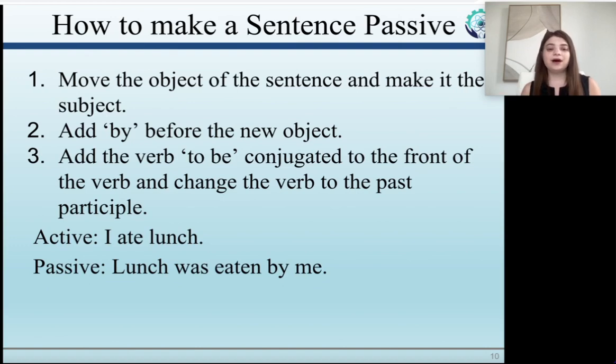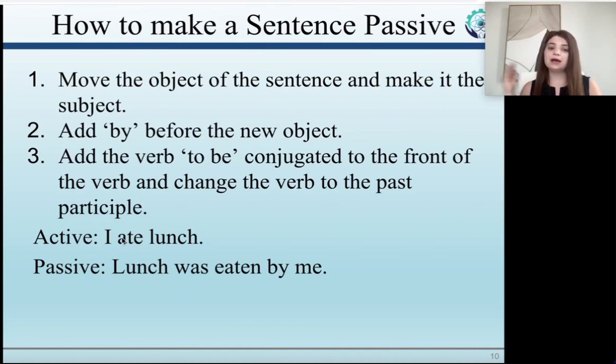So let's talk about structure and how we can actually make a sentence passive. First thing we do is we must move the object of the sentence and make it the subject. We also must add "by" before the new object, and then we must add the verb "to be" in a conjugated form to the front of the verb and change the verb to the past participle. So, for example, an active version is "I ate lunch."